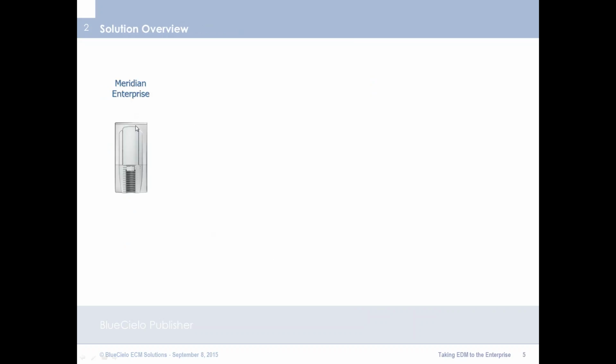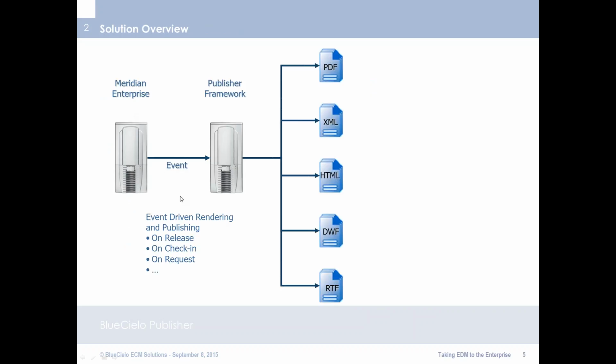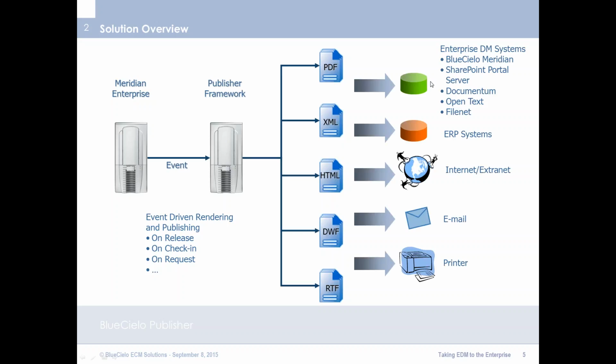The idea is, you're working in Meridian, a user does some event or action, like a release or a check-in, and that becomes the trigger for the CAD file or files or other files to be submitted to the publisher, which is typically running on a separate PC to do the rendering, and then it automatically renders the file to one of these formats. Again, most commonly PDF, and then to one of these destinations.